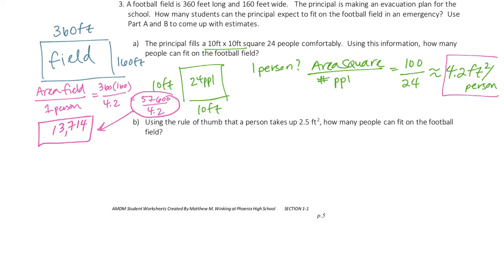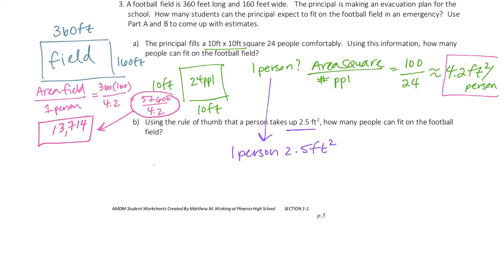All right, the next problem is saying that using the rule of thumb that one person takes up 2.5 feet, how many people can fit on the football field? So we already know, going back, what one person takes up in this problem. One person takes up 2.5 square feet. So that eliminates all that we did in green in part A, and we can just jump straight to what we did over here in pink.